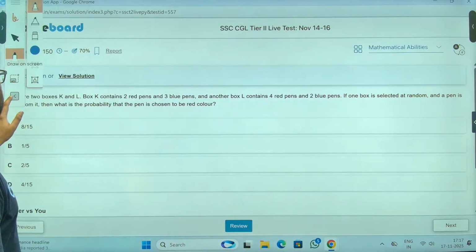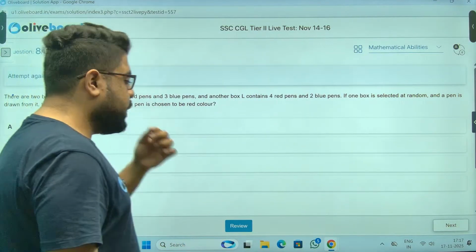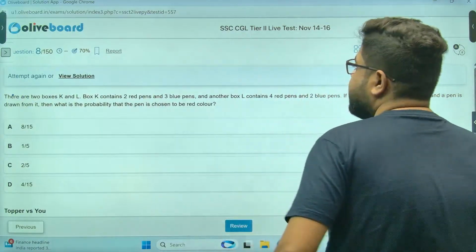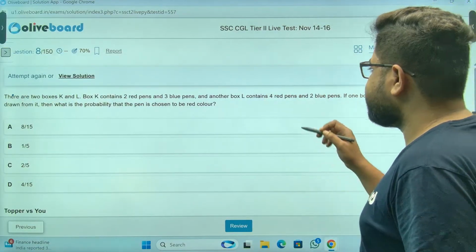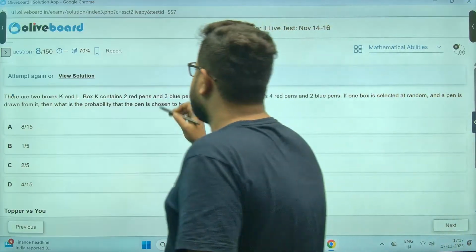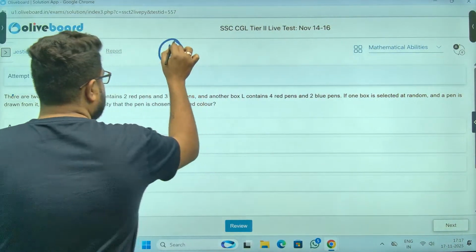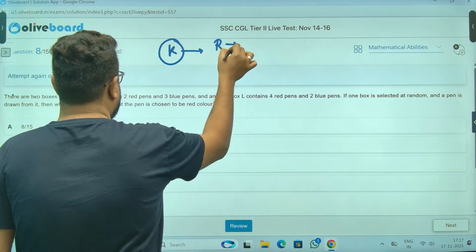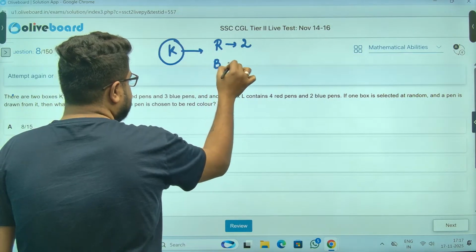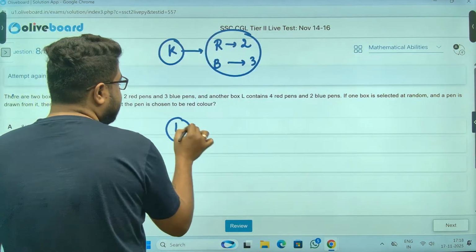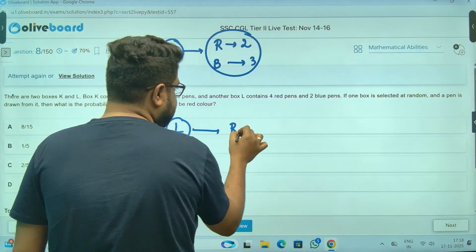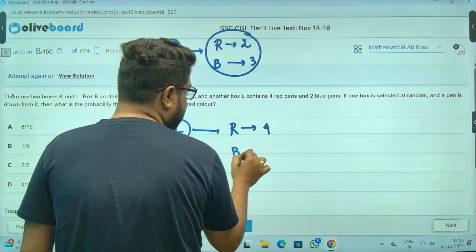Chalo, next one, sir. There are 2 boxes, K and L. Box K contains 2 red pens and 3 blue pens. Acha. K: red pens 2, blue pens 3. Sir, box L contains 4 red pens and 2 blue pens.